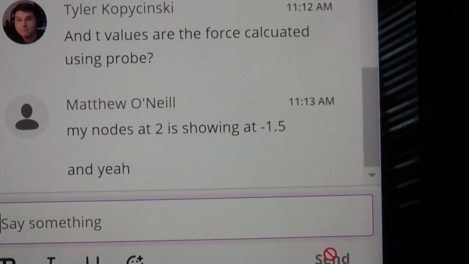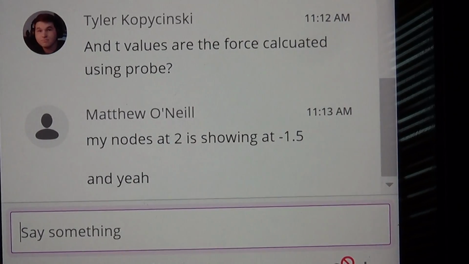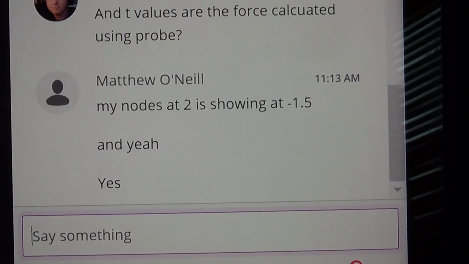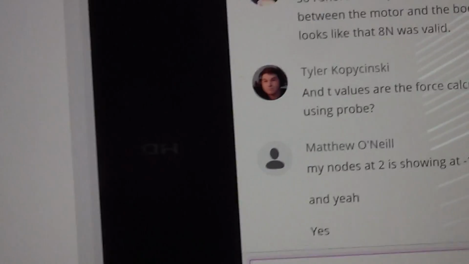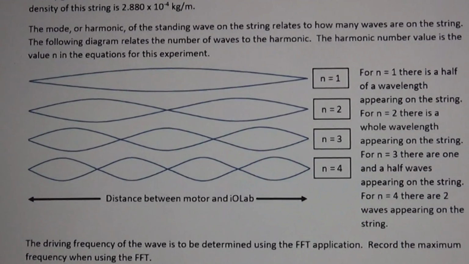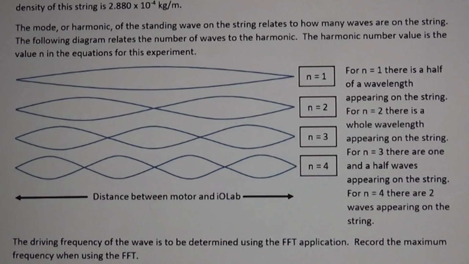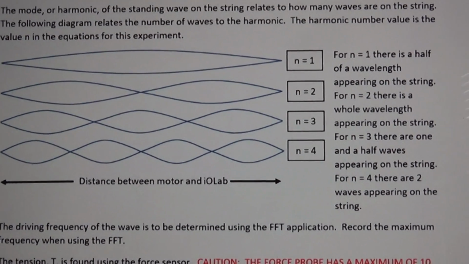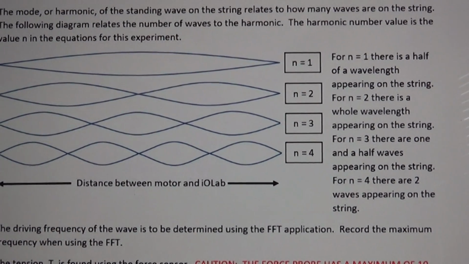So is that your force, minus 1.5? Okay, try pulling more. I think the tension is too loose and your motor is giving you a false reading. So try pulling more and get it closer to 5 newtons.